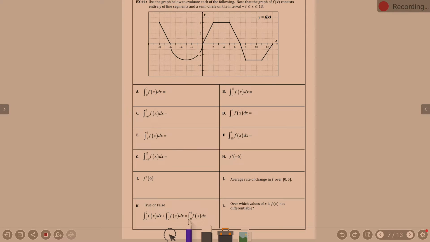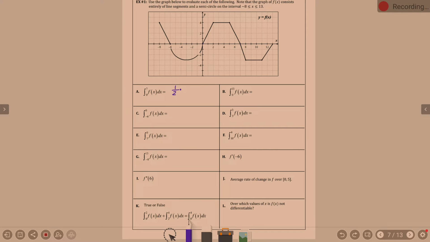Find the area from 0 to 7, right? The area under the curve or between the curve and the x-axis. So, what do we have here from 0 to 7? Trapezoid. How do we do that trapezoid? Guess I could put it right here, couldn't I?